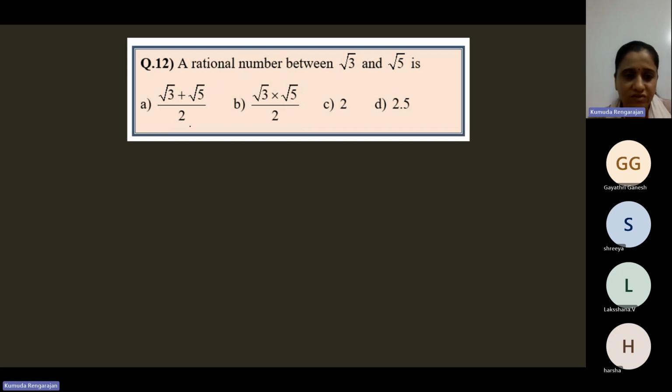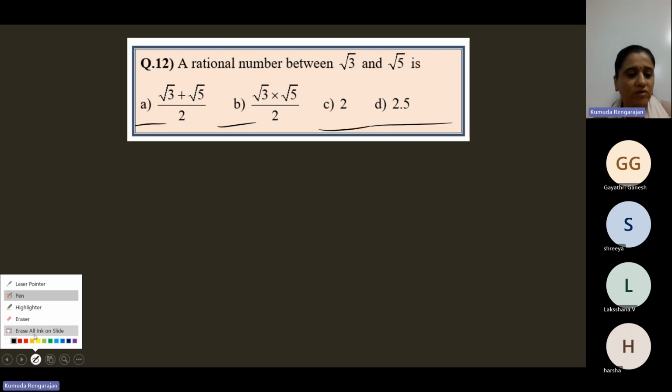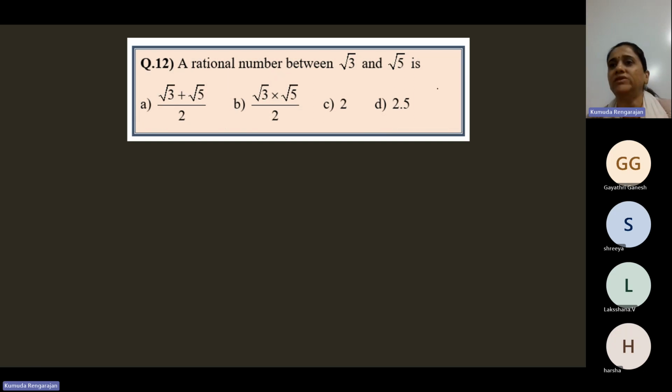Now, all these four may be between root 3 and root 5, but that's a different thing. We have to find the rational number between these two. So this one is irrational, this one is irrational. Only these two are rational. Now, between C and D, which is the correct option?